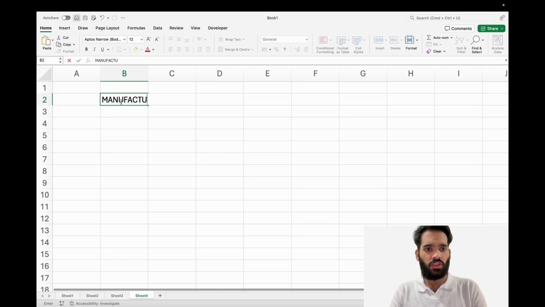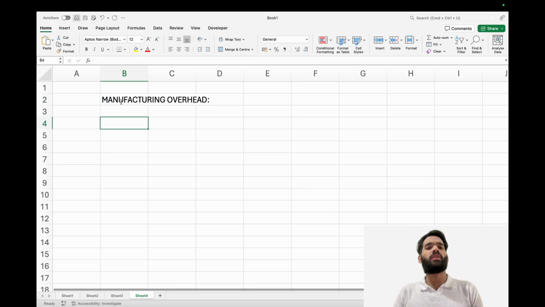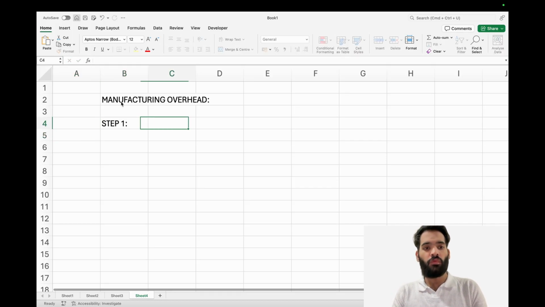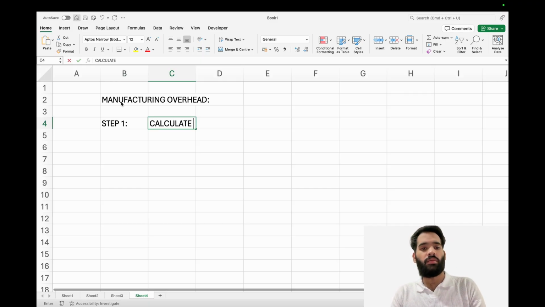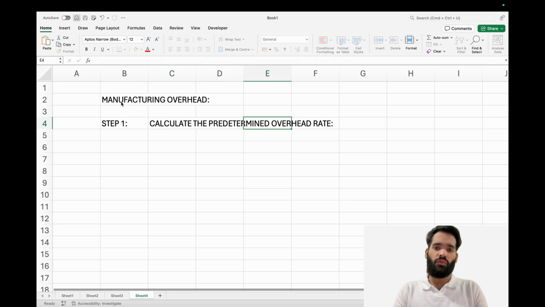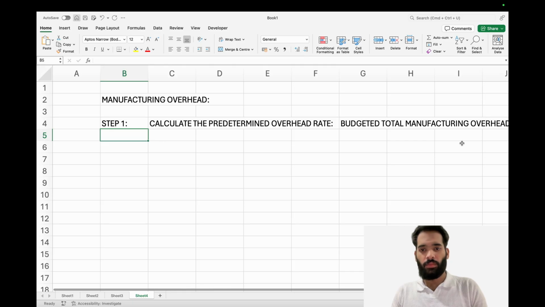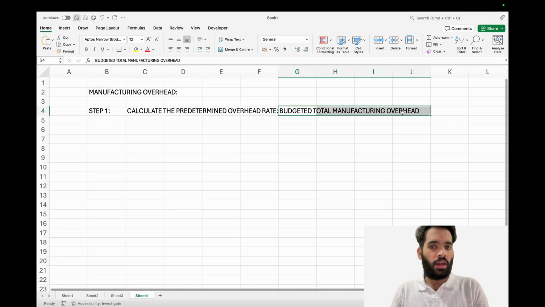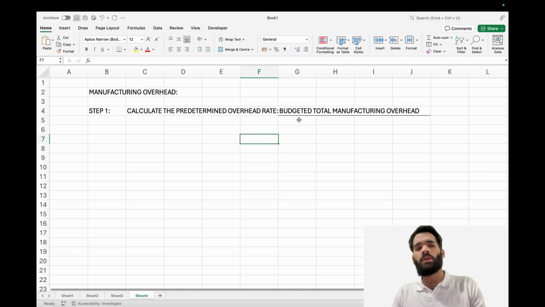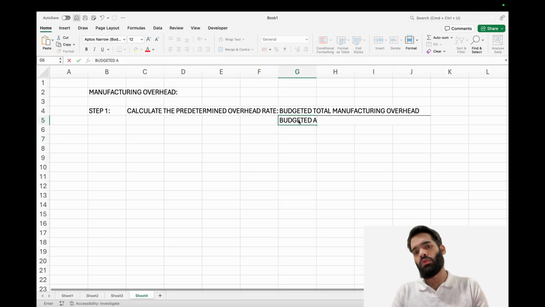So how to find the manufacturing overhead. First, memorize this two-step structure. Step one will always be to find the rate. What do I mean by the rate? Let me explain. Calculate the predetermined overhead rate. The formula is basically budgeted total overhead divided by budgeted total allocation base, which is usually direct labor hours or machine hours.